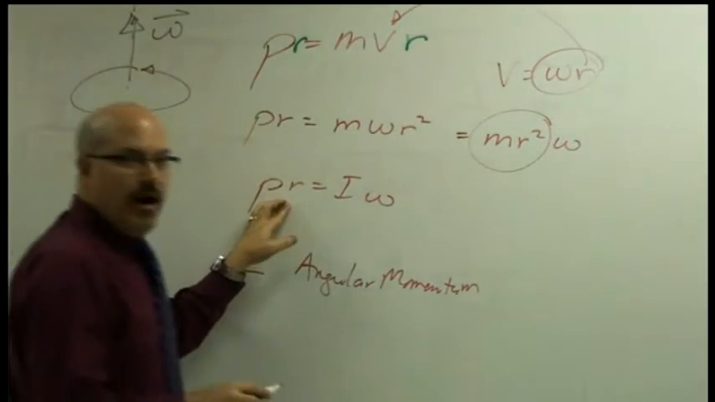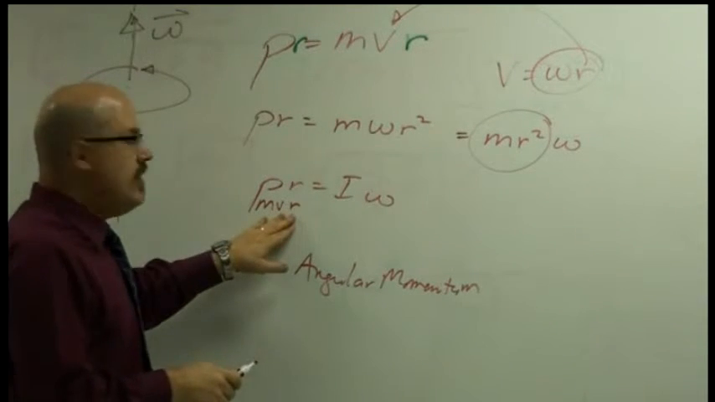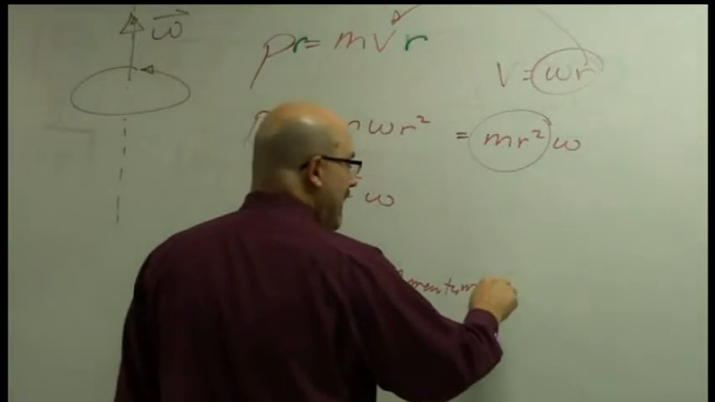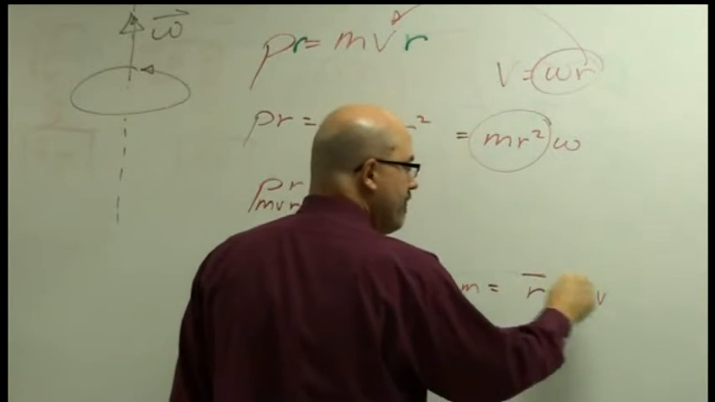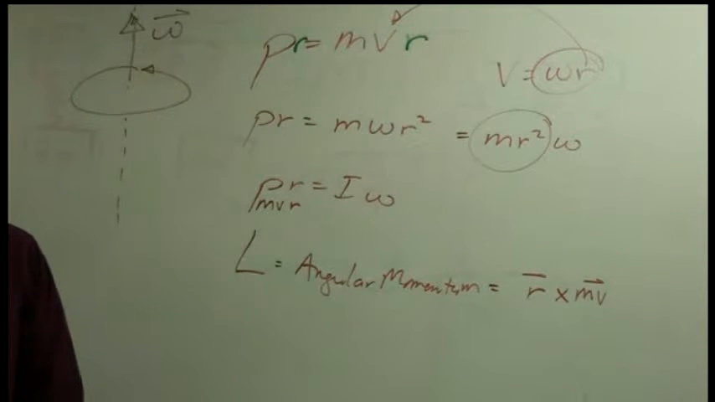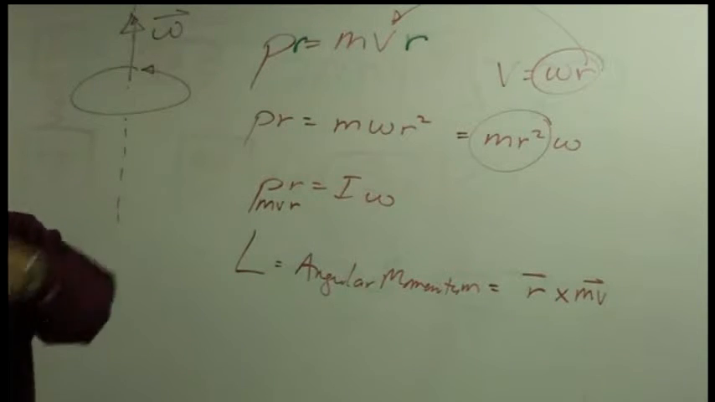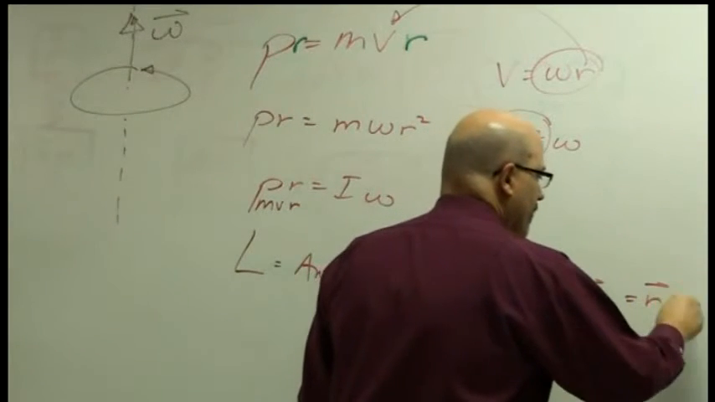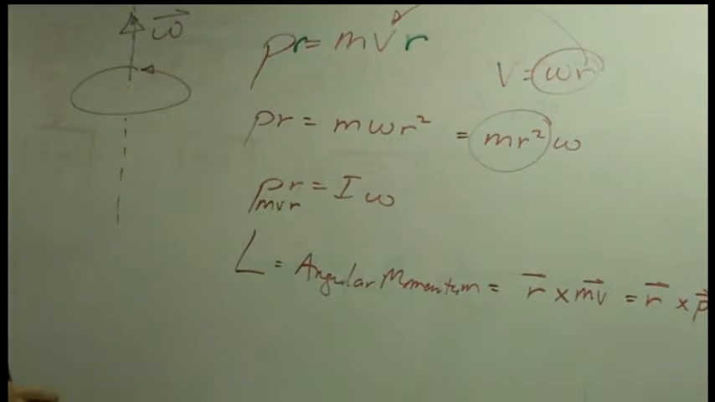Angular momentum is, okay, let me rewrite this. This is really MVR, right? Now, when we do this mathematically correctly, there's a cross product in here. So angular momentum technically is R cross MV. That's angular momentum. So just like we have torque, R cross F, angular momentum is R cross the linear momentum. Your derivation would be correct if you started with that, right?